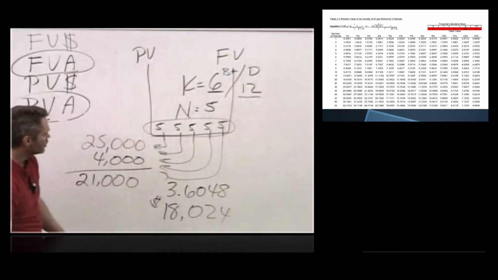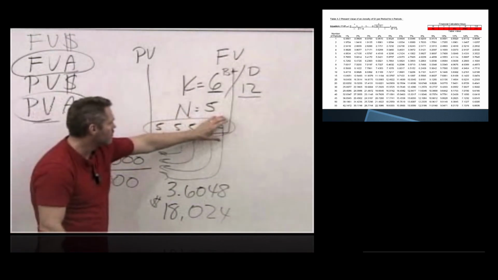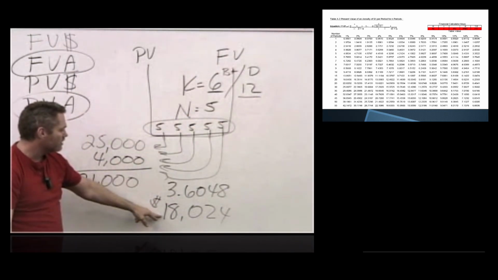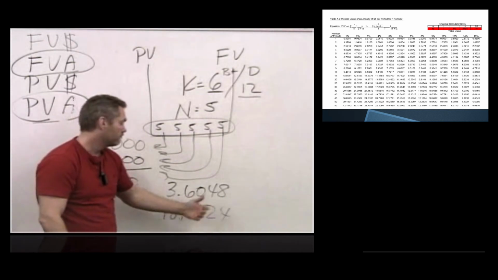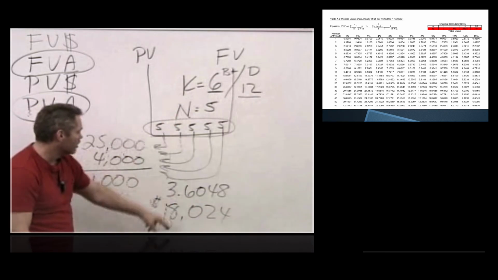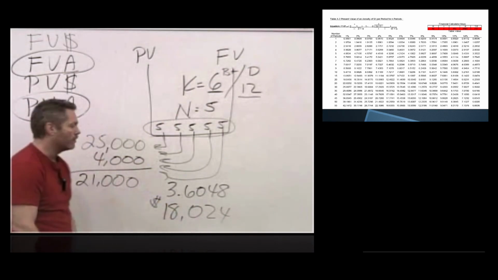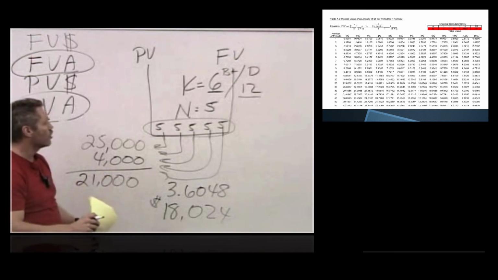So now the question comes, would you rather give the dealer $21,000 cash or a set of cash flows that's worth $18,000 or $18,024? The decision for you, the buyer, is easy, right? You're going to give them the cash flows that are worth $18,024. What's the dealer going to say? No thanks. It's too risky, because safer money is worth more.